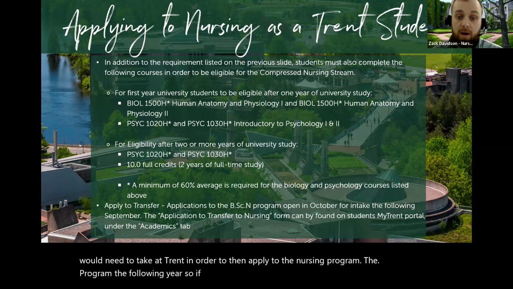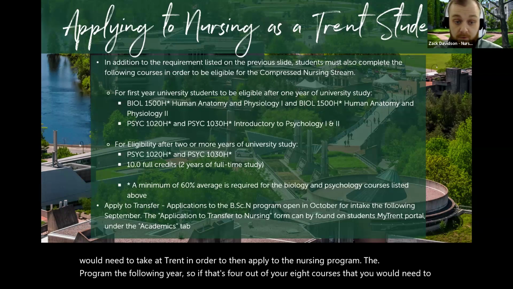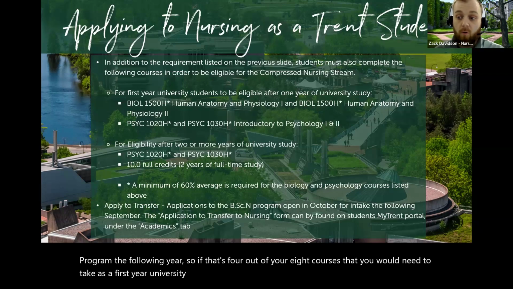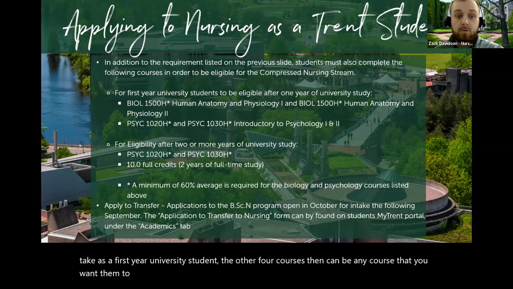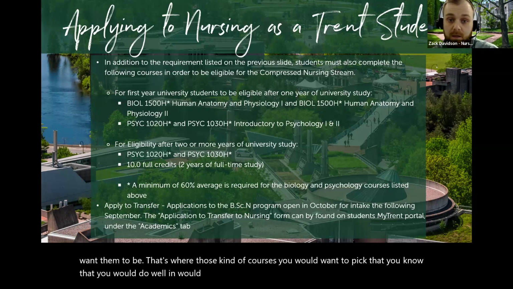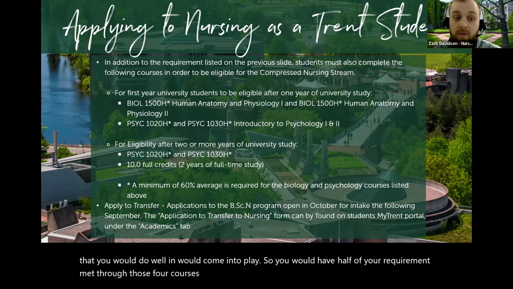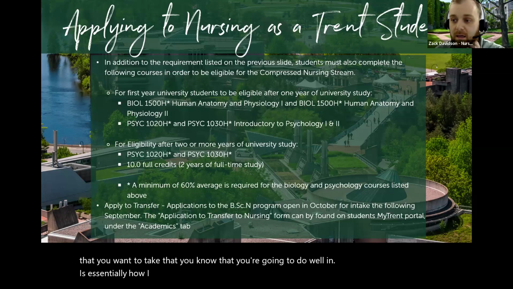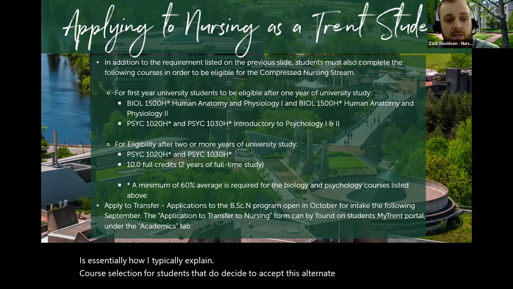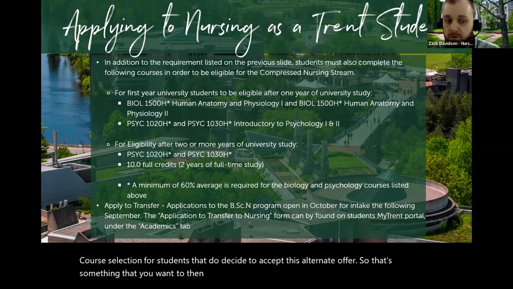So if that's 4 out of your 8 courses that you would need to take as a first year university student, the other 4 courses can be any course that you want them to be. That's where you would want to pick courses that you know you would do well in. So you would have half of your requirement met through those 4 courses, and the other half are going to be courses that you know you're going to do well in. That is essentially how I typically explain course selection for students that do decide to accept this alternate offer. So that's something that you want to consider moving forward if you do decide to accept that offer.